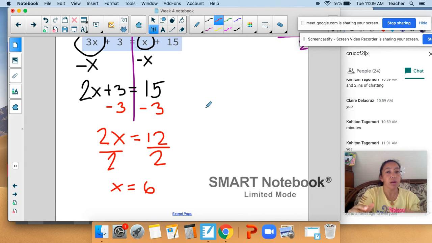All right, so that's one more step in our solving equations, and that's why it's called multi-step solving equations. First, combine your like terms. Then you're going to isolate your x by doing your inverse operations. All right.